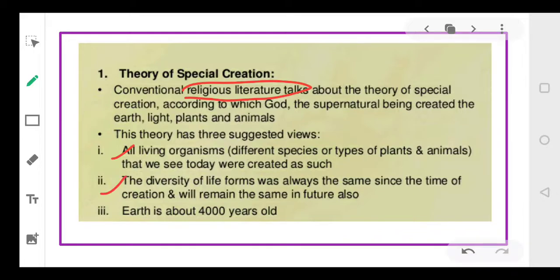And secondly, the diversity of life forms, the different kinds of plants and animals, they were as born, they were as today. So they are always the same since the creation and would remain same in the future. Means God ने इतनी ही variety बनाई थी, इतनी ही आज है और इतनी ही हमेशा रहेगी. And they believe that Earth is around 4,000 years old. So according to them, the age of the Earth is 4,000 years.